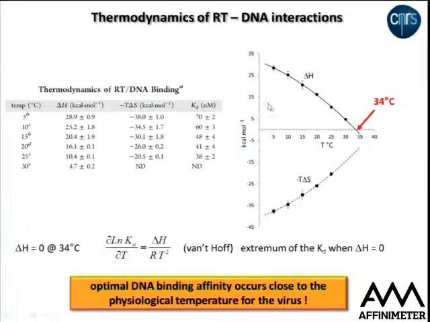You can also see that if we extrapolate our data towards higher temperature, we expect a delta H equal to 0 around 34 degrees. And according to Van 't Hoff's relationship, we expect an extremum of the KD when delta H is equal to 0. And in this case, very interestingly, we have an optimal DNA binding affinity that occurs close to the physiological temperature for the virus.